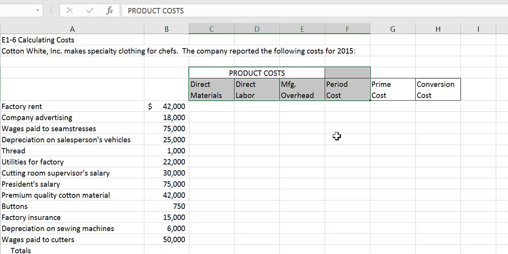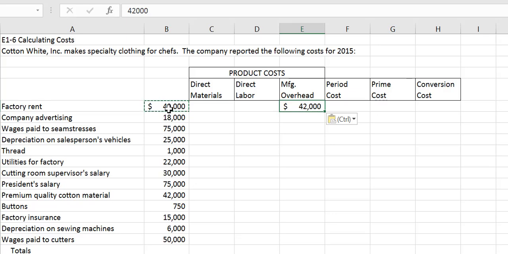Okay, let's start. So factory rent of $42,000, that's manufacturing overhead. It's a cost of making the product, but it doesn't go directly into the product like material and labor do, so that's considered overhead. Company advertising, any kind of selling, marketing, administrative, accounting, finance, legal services, any of those kinds of expenses are period costs, which means we expense them during the period. We don't build them into the inventory and then expense them when the inventory is sold, like we do for product costs. Okay, so company advertising is a period cost.